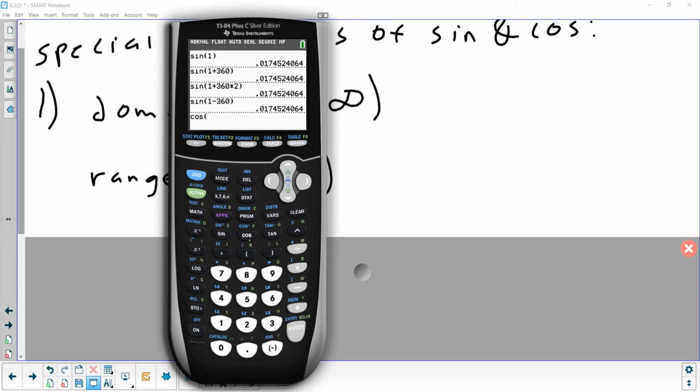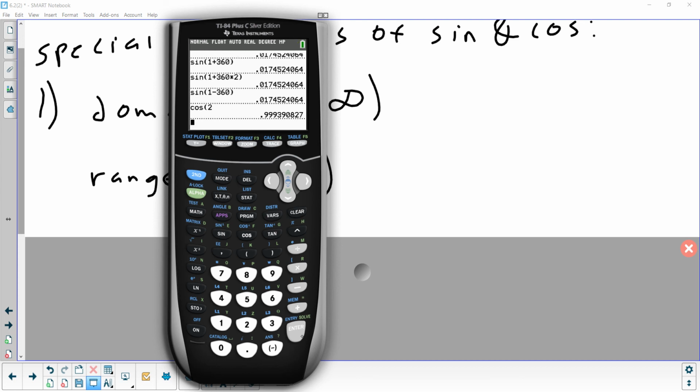I'll pick the angle this time. 2. Okay, so we take the cosine of 2, you get 0.9939. Cosine of 2 plus 360, same thing. What about if you added 360 twice? Same thing. What if you added 360 12 times? Same thing. Adding and subtracting 360 doesn't affect the answer.